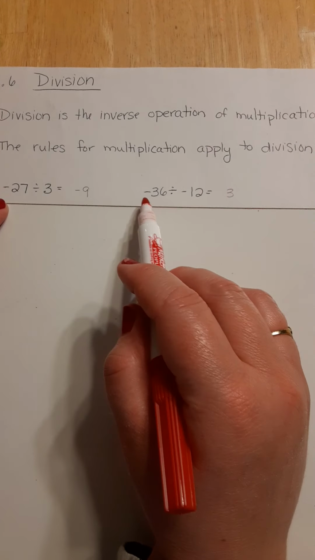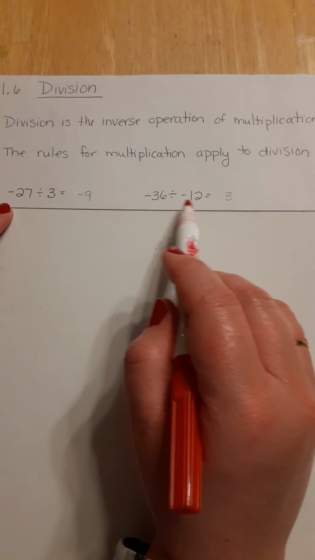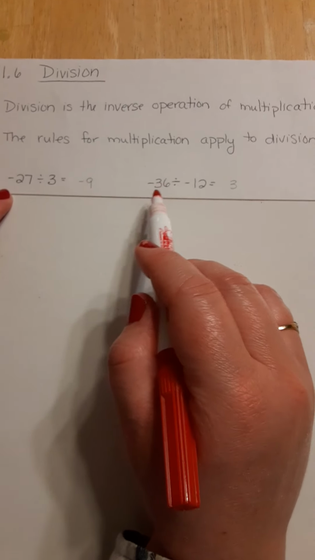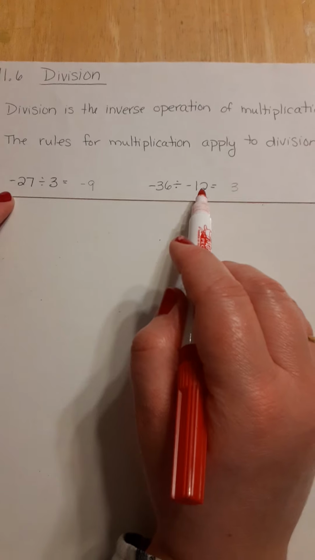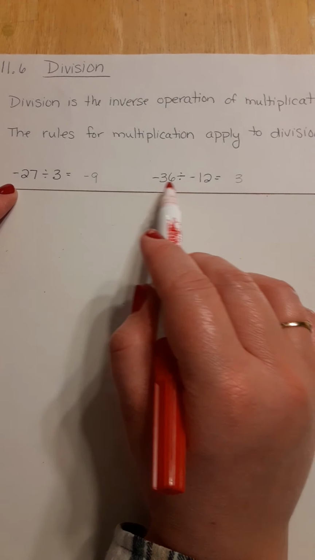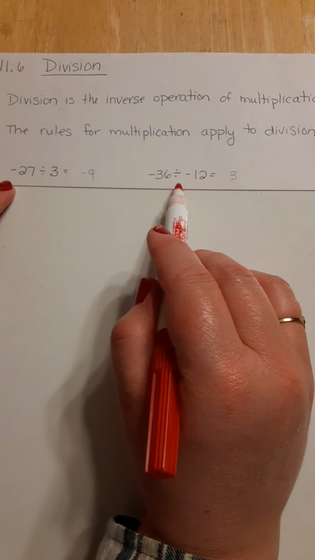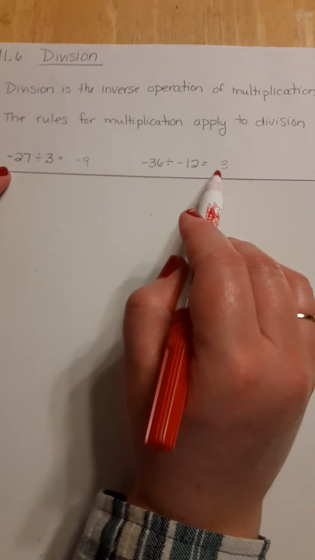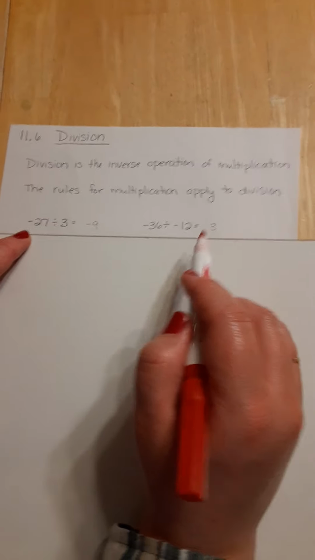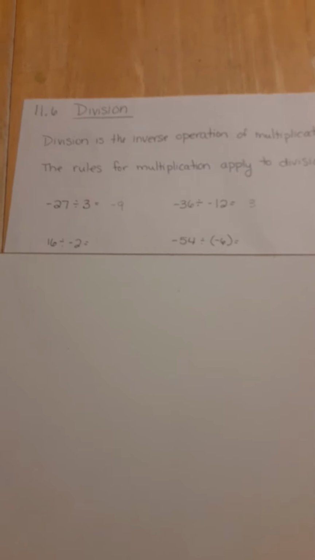Over here, I've got negative 36 divided by a negative 12. Do our division first. 36 divided by 12 is 3. Now we go back and look, how many negative signs do I have? Well, they're both negative. So two negatives mean my answer has to be positive. Okay, so let's go on to the next examples here.